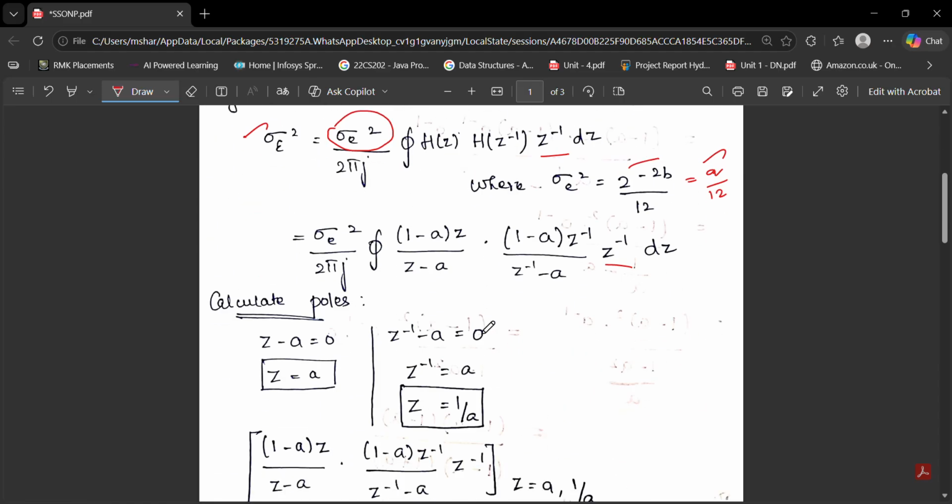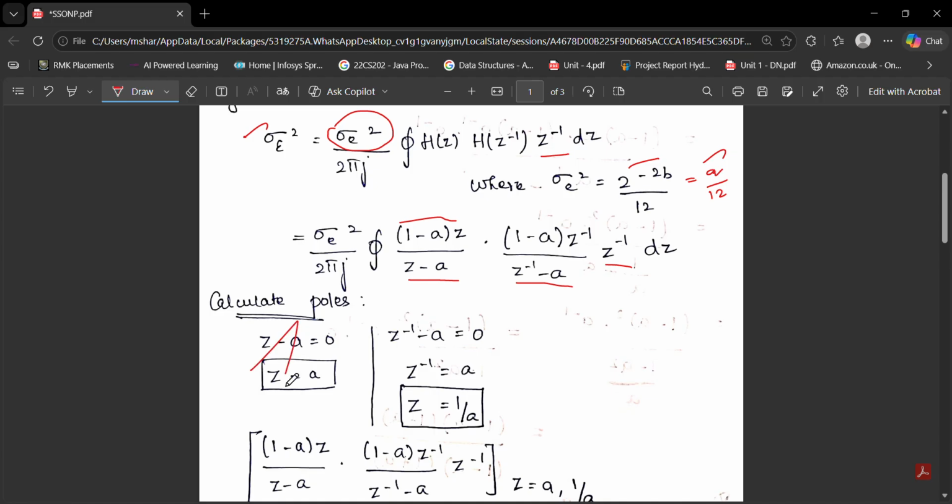So now in the next step, we will be calculating the poles. Poles are nothing but, whenever a fraction is given, when we equate the denominator part to 0, we call them poles. And if we equate the numerator part to 0, we call them zeros. So to calculate the poles, I will be equating both the denominators to 0. So z minus a is equal to 0, so it will become z is equal to a.